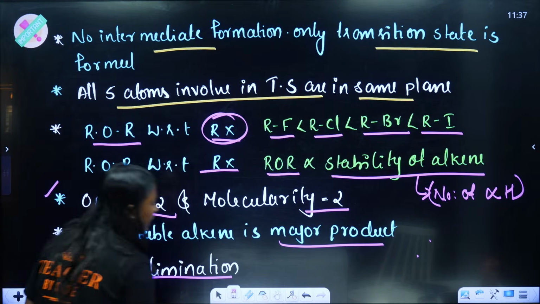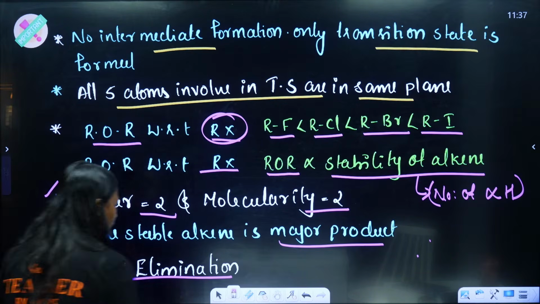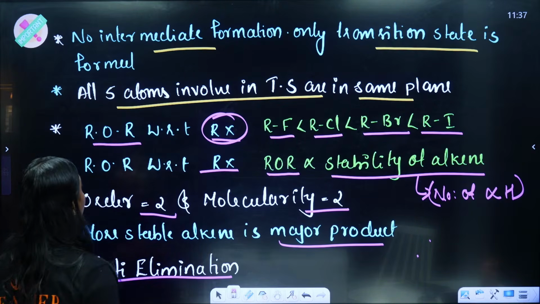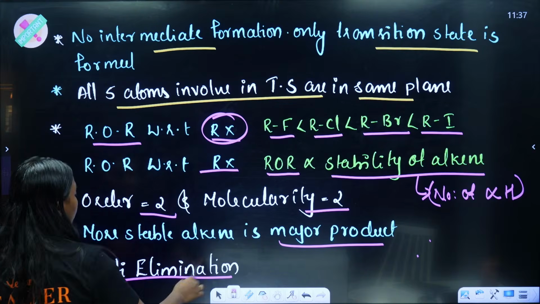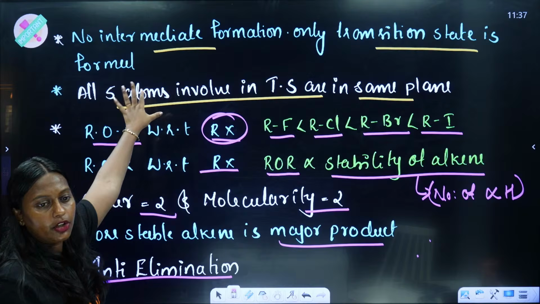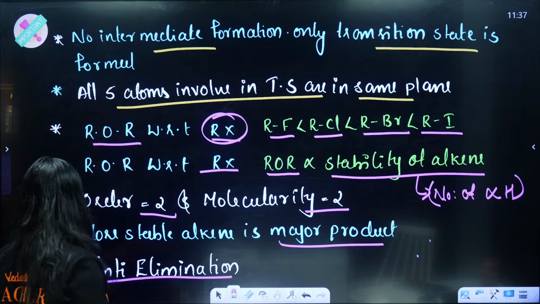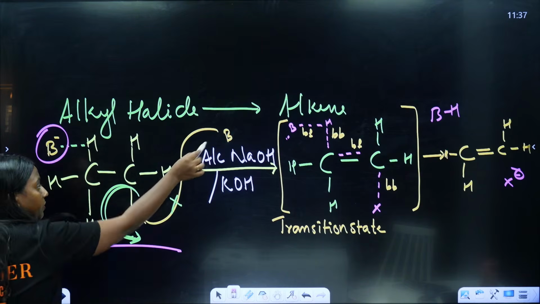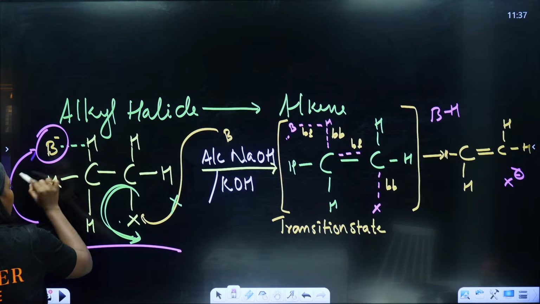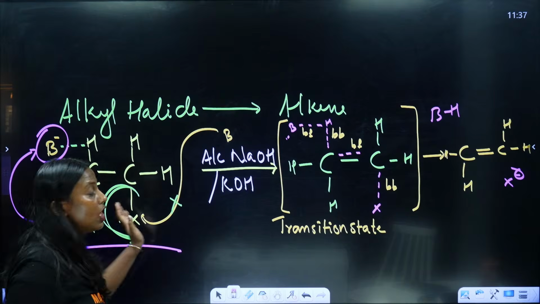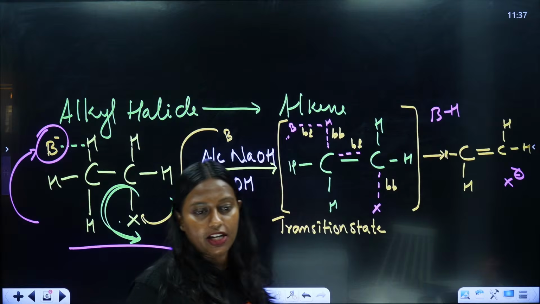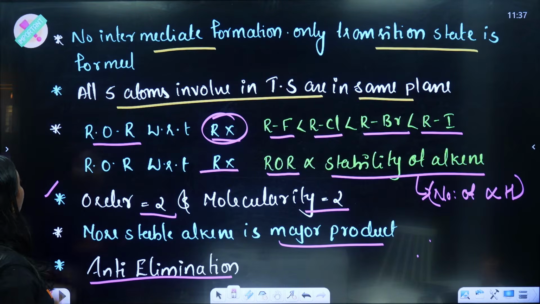Then next is anti-elimination. Guys, what is anti-elimination? Anti-elimination means it is not a direct attack. Here the base is attacking the hydrogen, so that elimination we will call anti-elimination. Third group, 1, 2, 3.